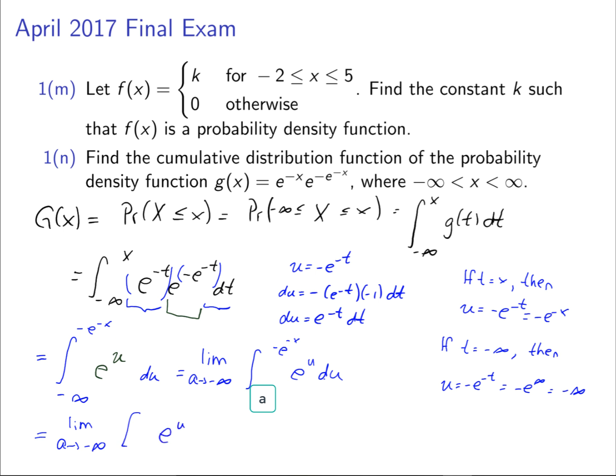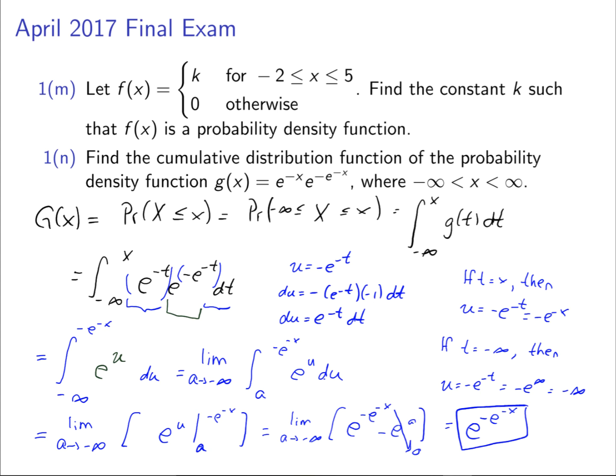My antiderivative is e to the u. I'm evaluating it from a to minus e to the minus x. The limit as a goes to negative infinity of e to the a is 0. So my cumulative distribution function is e to the minus e to the minus x.